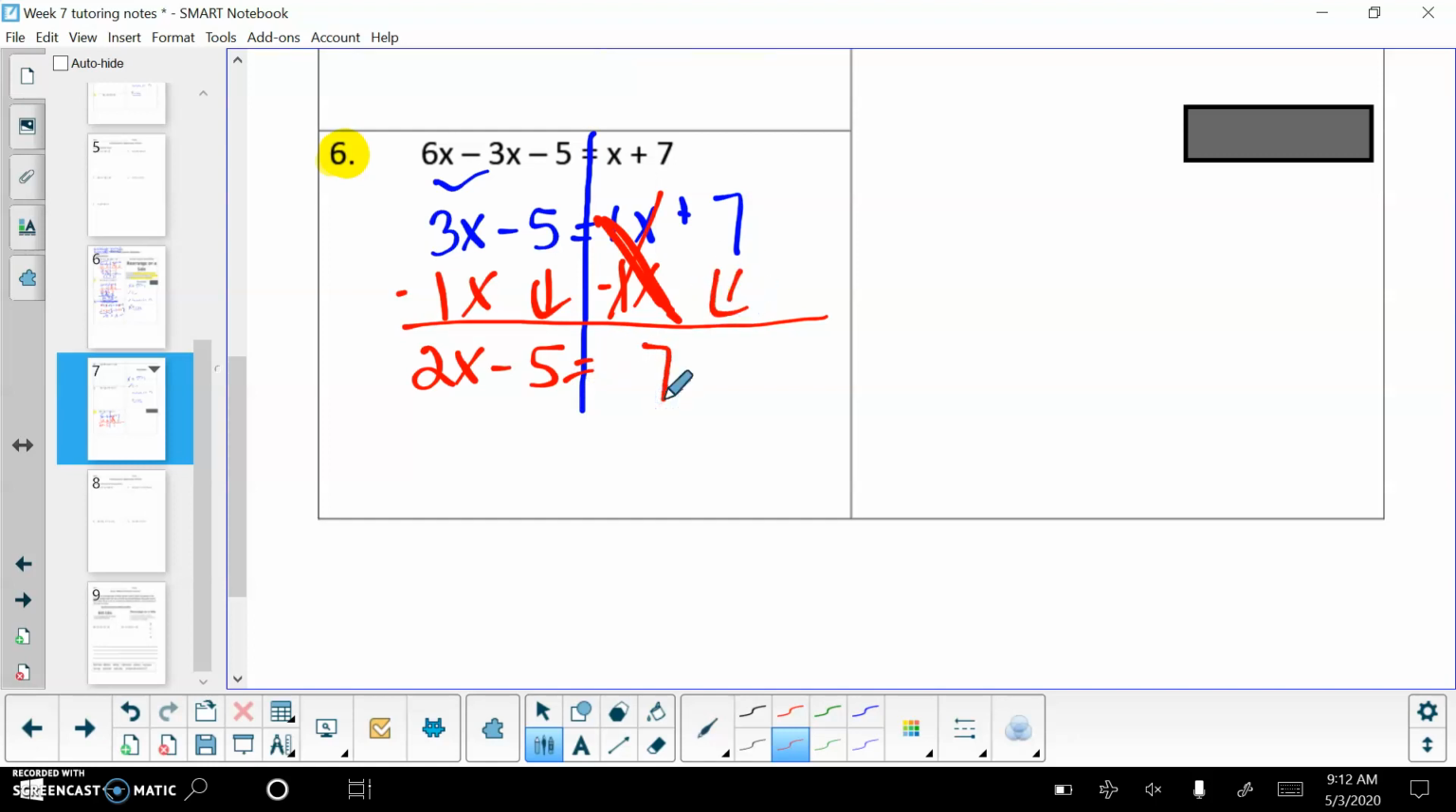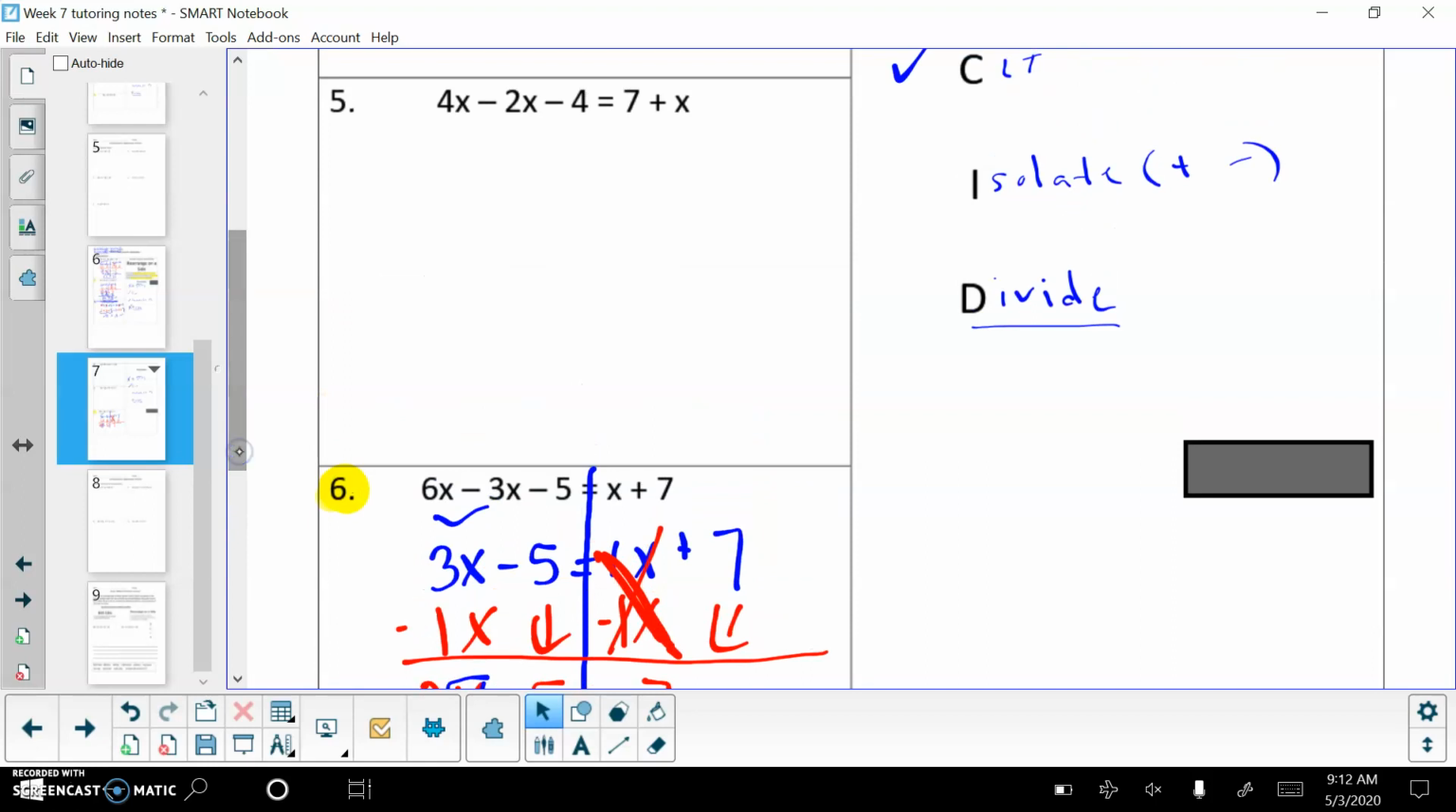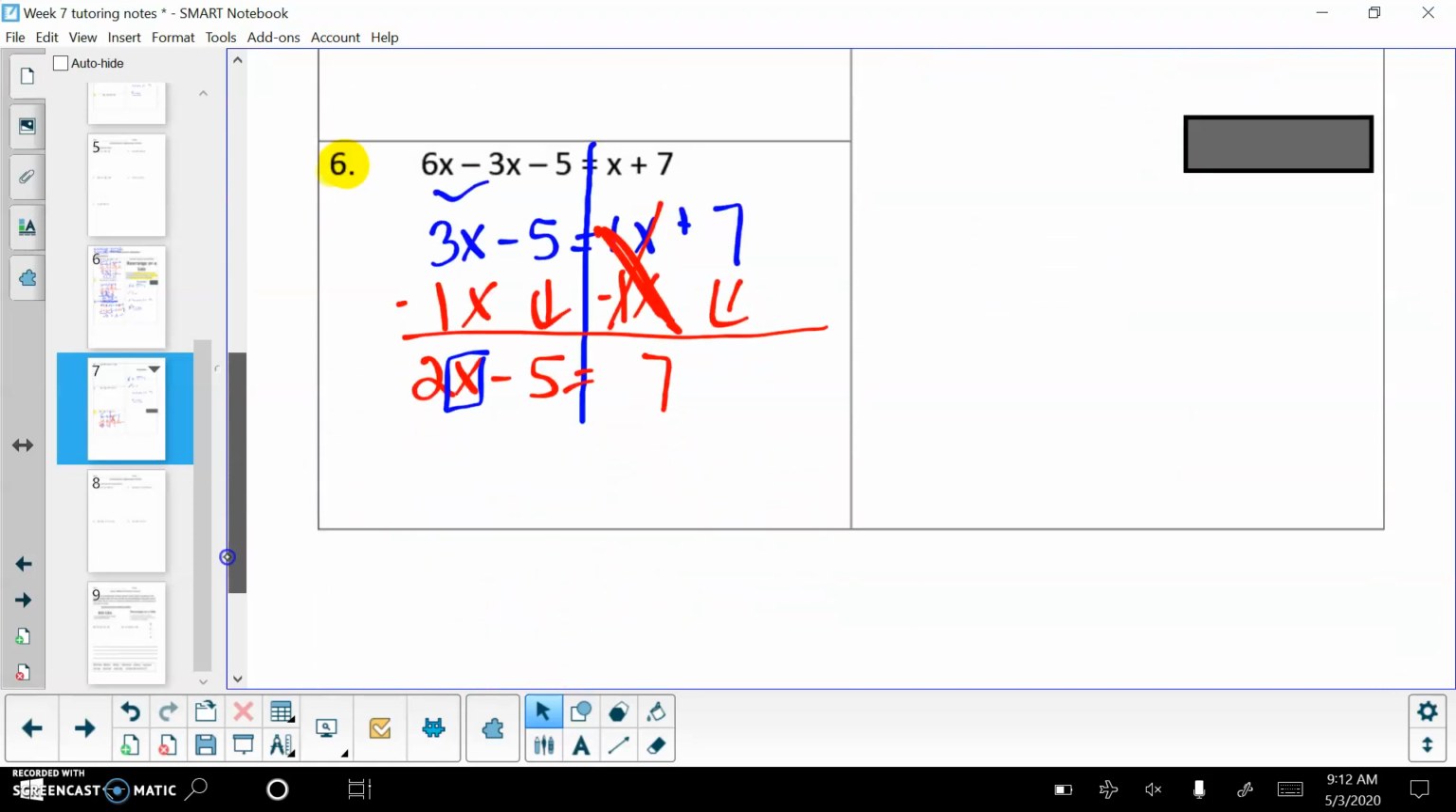Okay, now I still need to get my x by itself. But now I've got two things with it. I've got the 2x and that 5. They both need to be moved. But I'm going to go back and look at what this isolate step says. You always do the plus or the minus moves first. That divide isolate step is the last. So I'm going to look at things connected with a plus or a minus first. And I'm going to notice that the 5 is connected with a minus sign, so I'm going to move it.